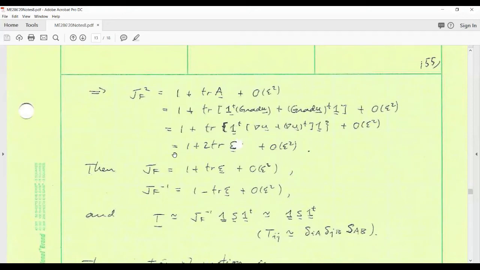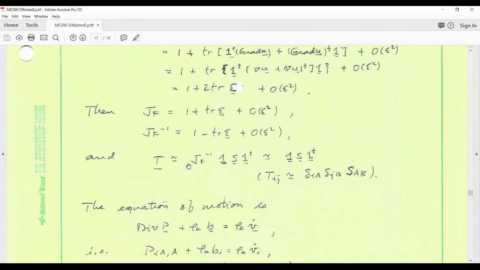So if you take the square root of this, you just replace the 2 by a 1, because if you square this, you will simply get this, provided you neglect terms of epsilon squared. In the same way, the reciprocal will just be 1 minus trace epsilon plus terms of order epsilon squared. You can verify that just by multiplying these two together, and you'll get the number 1 if you neglect terms of order epsilon squared.